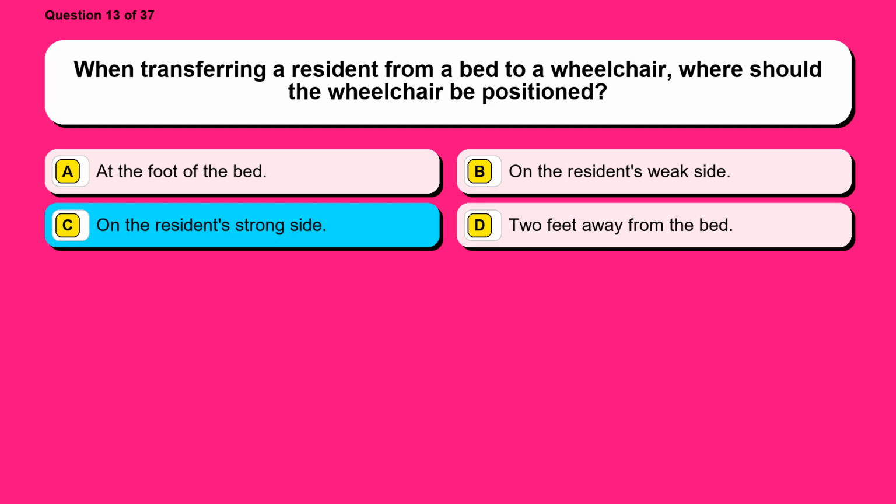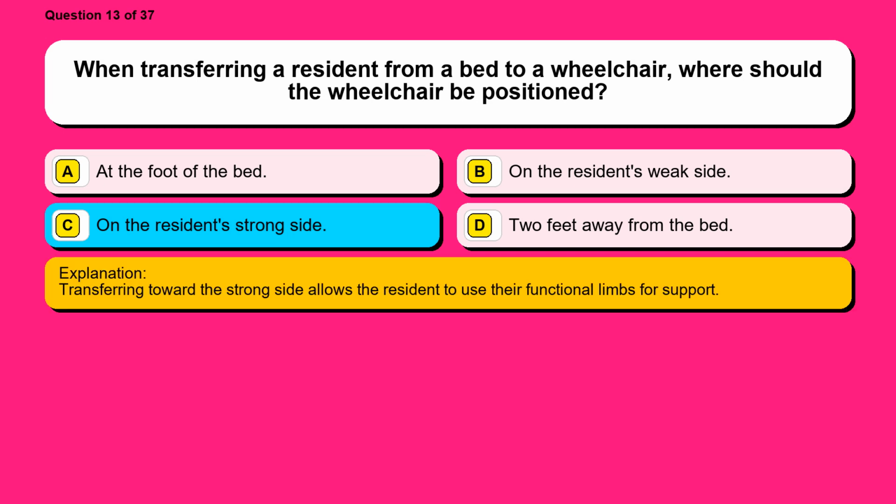The correct answer is option C, on the resident's strong side. Transferring toward the strong side allows the resident to use their functional limbs for support.